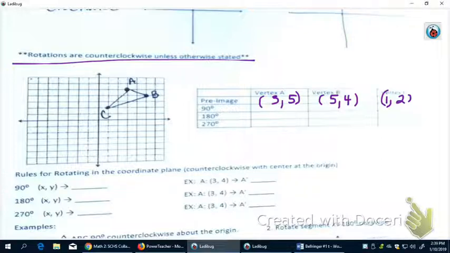Now, the answer, what happens is this is our new x-axis and this is our new y-axis. So when we turn it, that's our new answer. Okay, and that's what we're going to draw on here. So I'm going to take these points and draw the points on here. So I'll have -2, 1, -5, 3, and -4, 5.